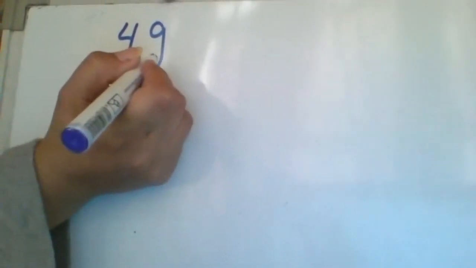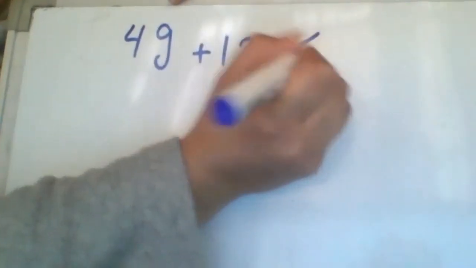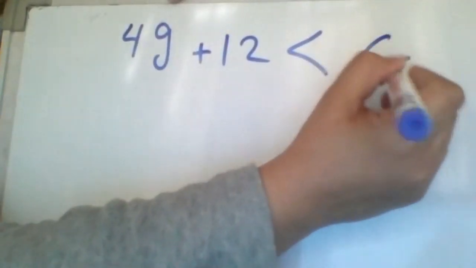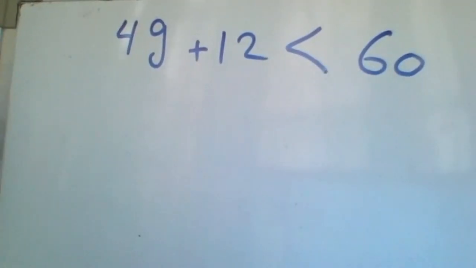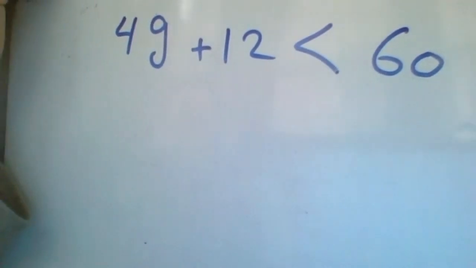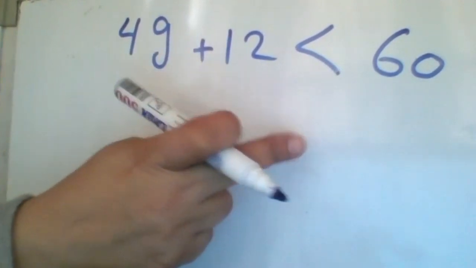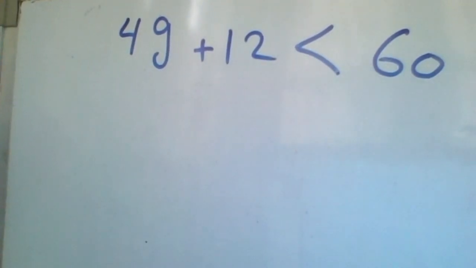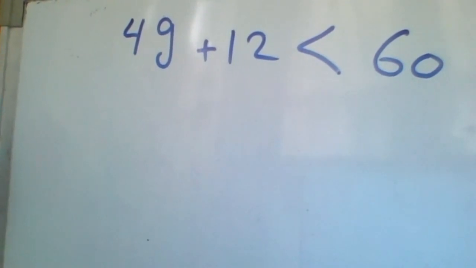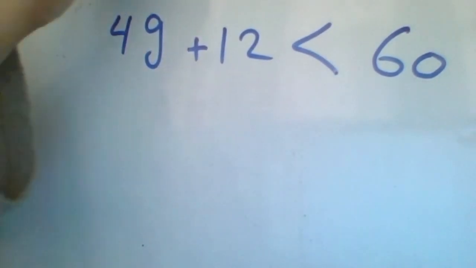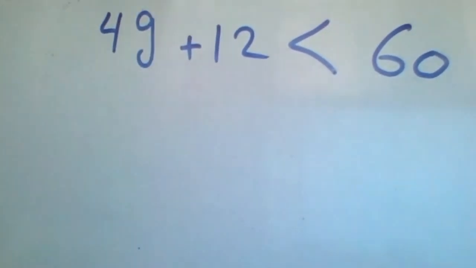Okay, how will we represent it on the number line? When we have 4g plus 12 less than 60, if I want to solve the inequality now, what do we have to do, grade 7? I have 4g plus 12 less than 60. How can we solve it? Raise your hand, please, if you know the answer.